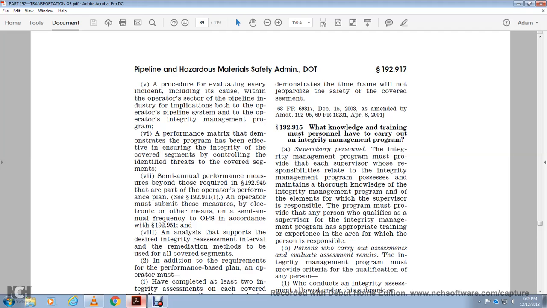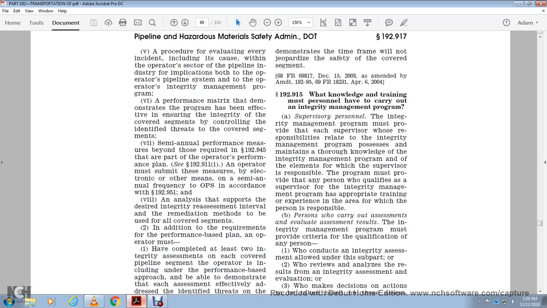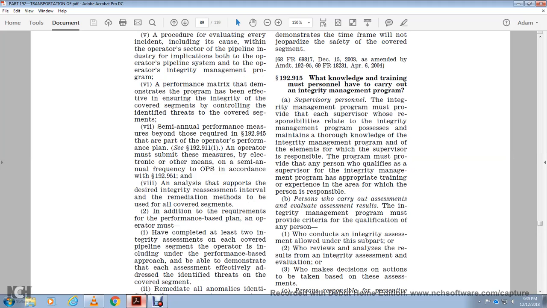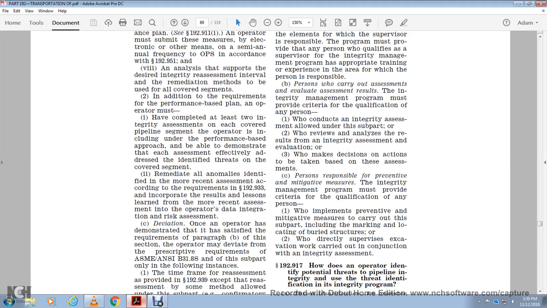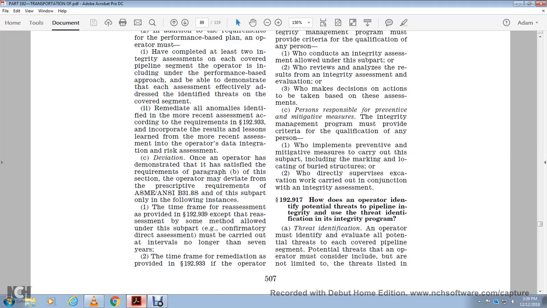The integrity management program must provide the criteria for the qualification of personnel who conduct the integrity assessment under this part, who review and analyze the result of the integrity assessment evaluation, and who make the decision on action to be taken based on the assessments. Persons responsible to provide the preventive and mitigative measures for the integrity management program must be provided criteria for qualification, including the marks of the locating of the buried structure, and who directly supervise the excavation work carried out in conjunction with the integrity assessment.